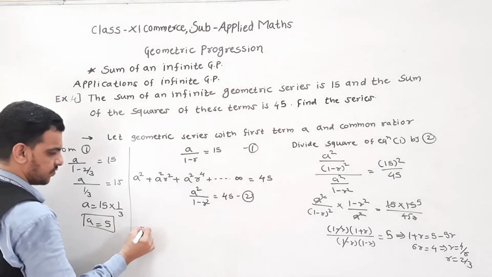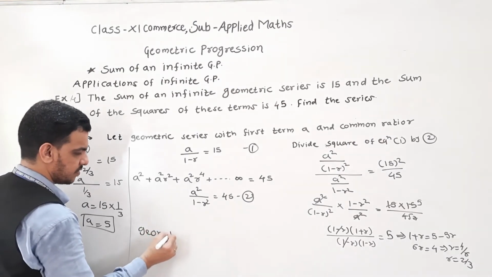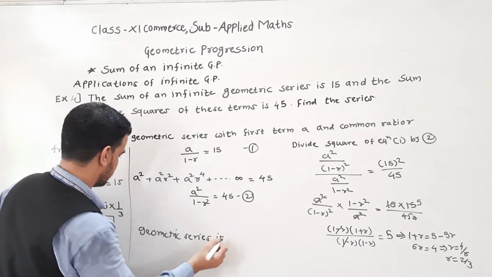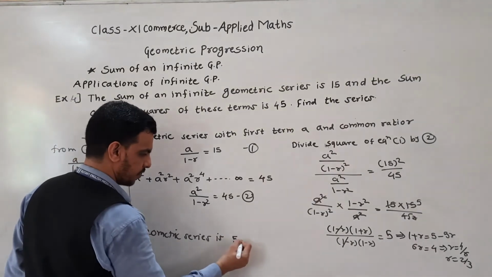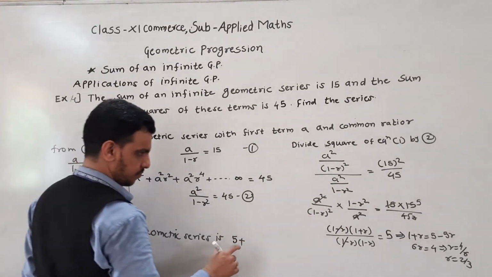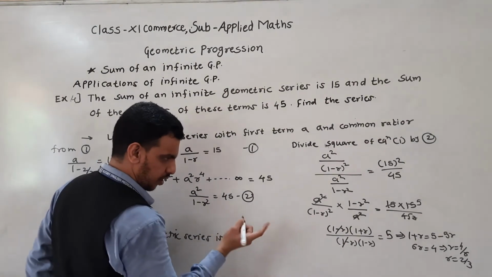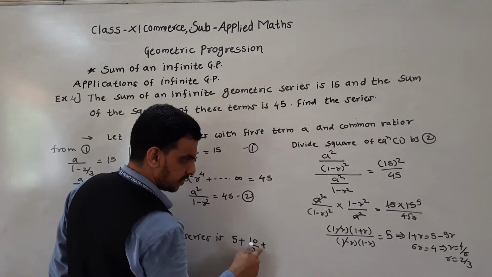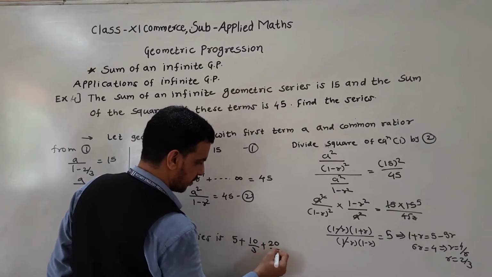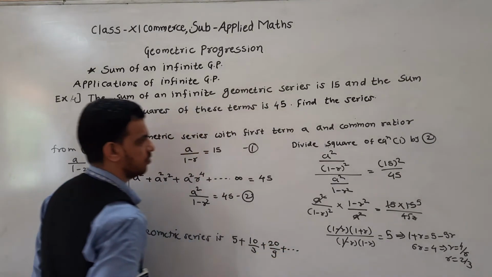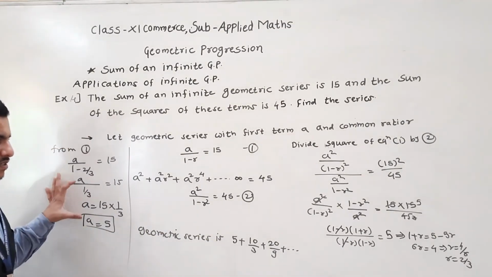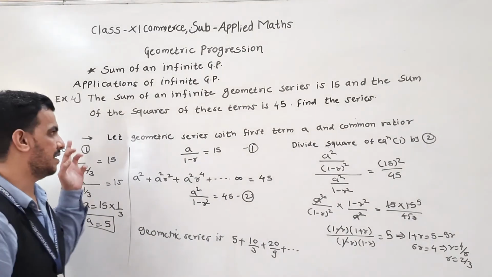So the geometric series is: first term is 5, so 5 plus the second term, that is 5 into r, that is 5 into 2 by 3, 10 by 3. 10 by 3 into 2 by 3, that is 20 by 9, plus and so on. Okay, so this is the geometric series. Understand this. Now we will take the last example.